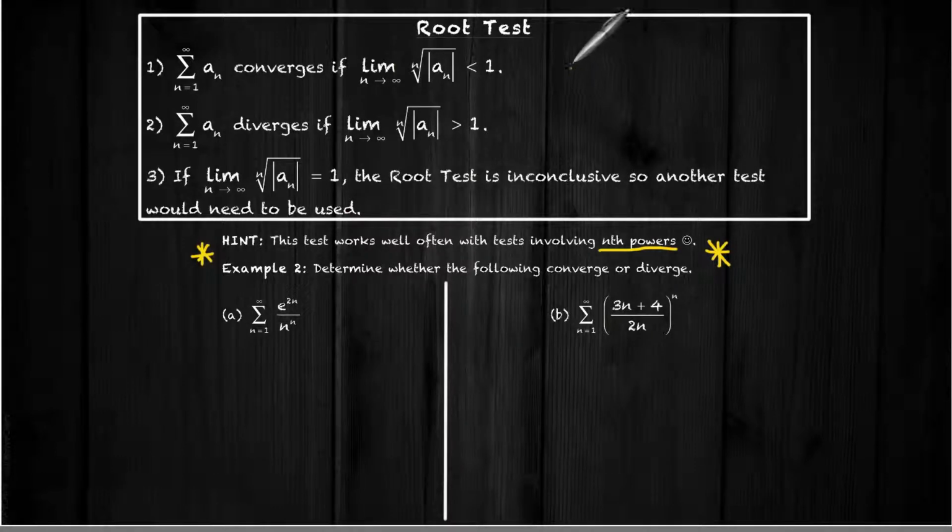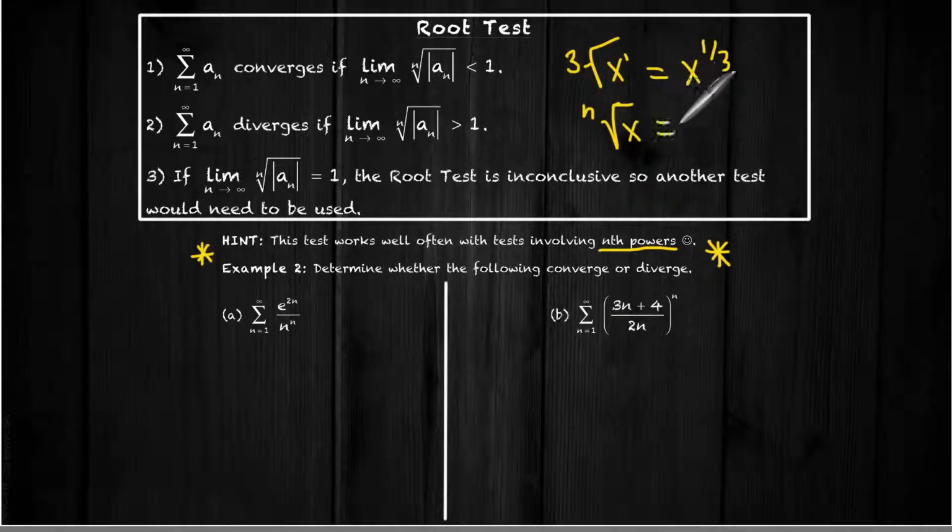So let's review just for a moment radicals. If you have the cube root of something, that is the same as the inside power divided by the outside power. So that's x to the 1/3. So just know that when you're taking the nth root, so let's say you have the nth root of x, that's really the same as x to the 1/n power. So you're essentially raising the series to the 1/n power, and then you are taking the limit as n approaches infinity. So let's work this out here.